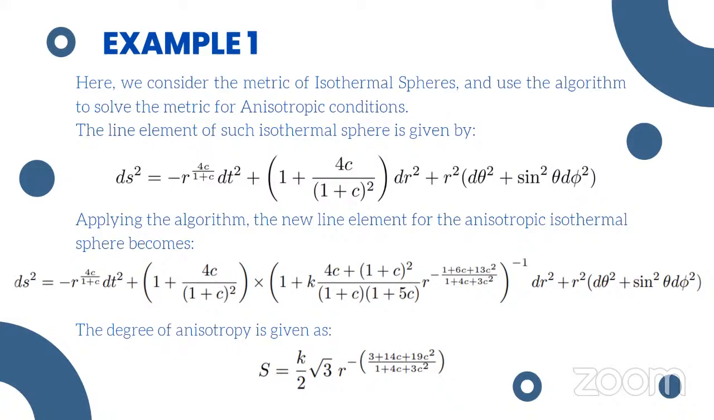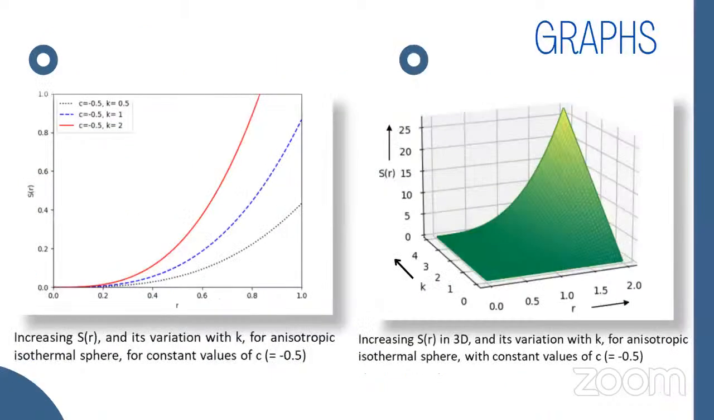Okay. So now we see that this expression of degree of anisotropy contains two parameters, namely K and C, by varying which we get different plots of S versus R. So I will now be showing you the plots in the next slide. So here we can see that these are the 2D and 3D plots of S versus R for changing values of K, keeping C as a constant.